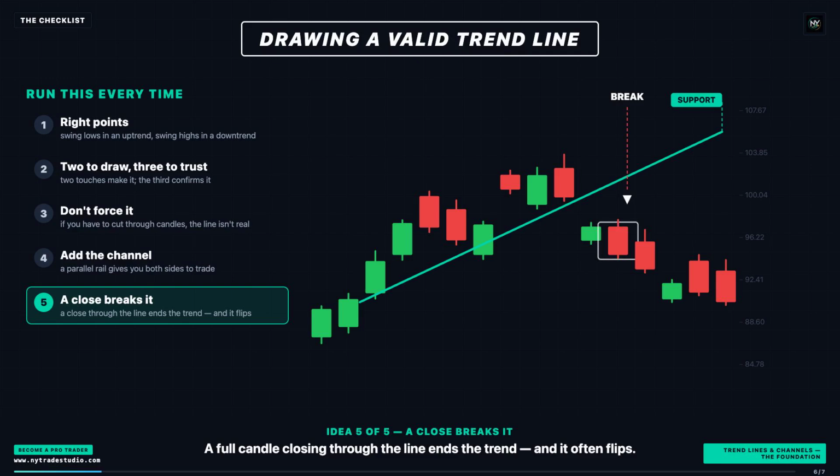That is it. Right points, 2 to draw and 3 to trust. Never force. Add the channel and respect the closing break. Run those 5 checks and a trending chart will never look random again.